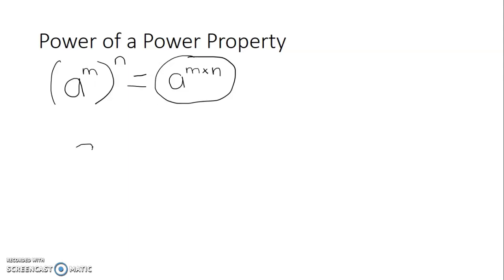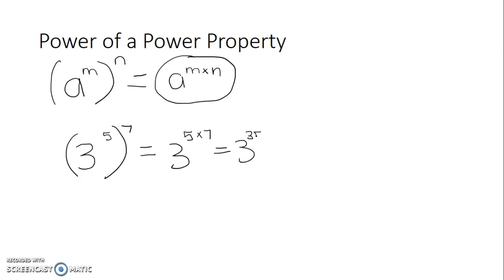So if we had 3 to the 5, all to the 7, then we can just keep the 3 and then multiply 5 and 7. So it's equal to 3 to the 35th power. Now this property only works if you have one base and you're multiplying 2 different exponents.